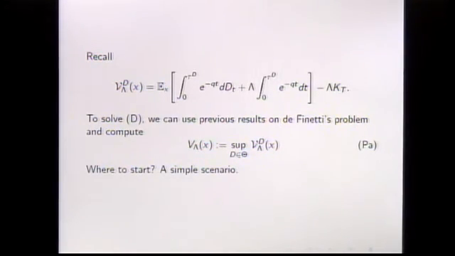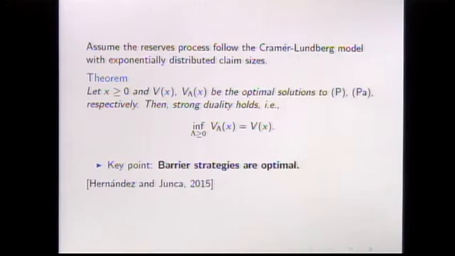So we started with a simple scenario, which is the case of the Cramér-Lundberg model, which is basically a compound Poisson process with a positive drift with exponential claims. And we were able to prove that there is no duality gap. In fact, the value of our problem is just the infimum over all Lagrange multipliers of this auxiliary problem. And the key point there was the simple strategy that Daniel was talking about earlier. So barrier strategies are optimal for this problem.